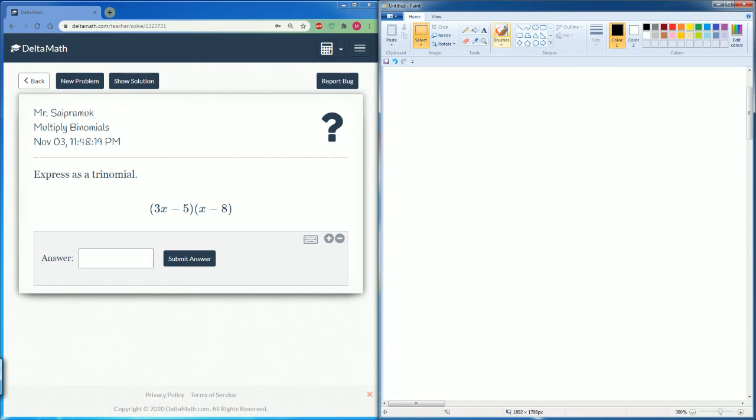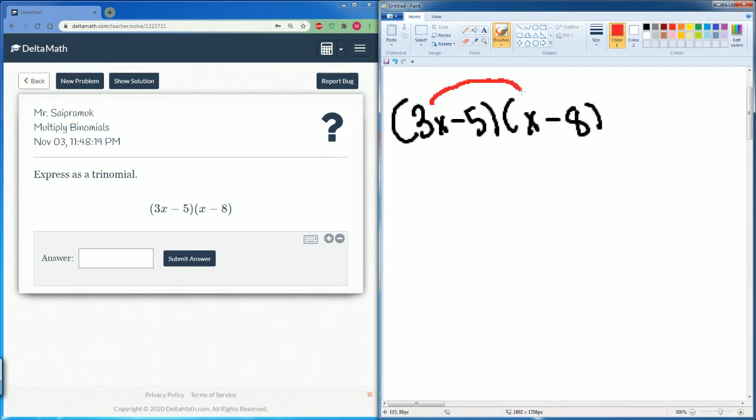We have 3x minus 5 in the first parentheses. Then we have x minus 8 in the second parentheses. 3x distribute to the x gets you 3x squared. 3x times negative 8 is your negative 24x. Then we distribute the bottom. Negative 5 times x is your negative 5x.